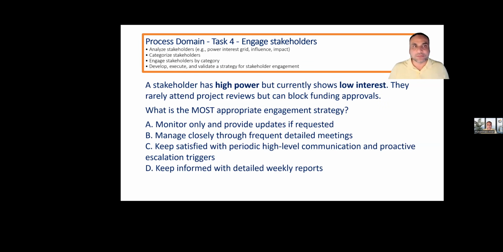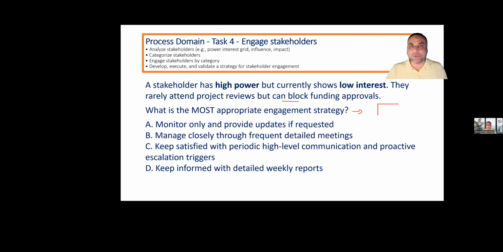Let's go next. A stakeholder has high power, but currently shows low interest. They rarely attend project reviews, but can block funding approvals. High power, low interest, and whatever can be done, they can do it. How to engage these types of stakeholders?